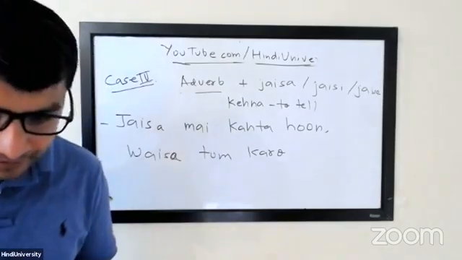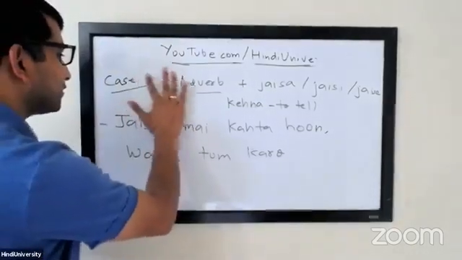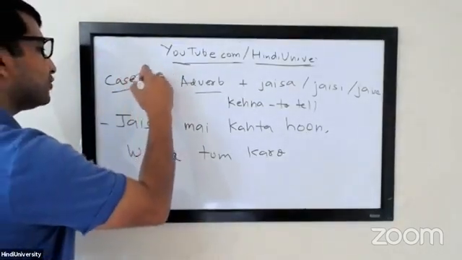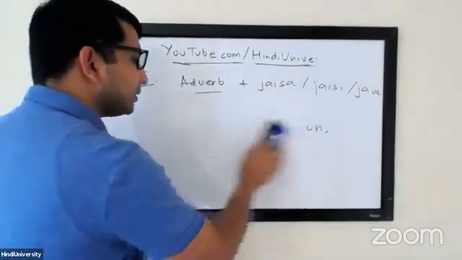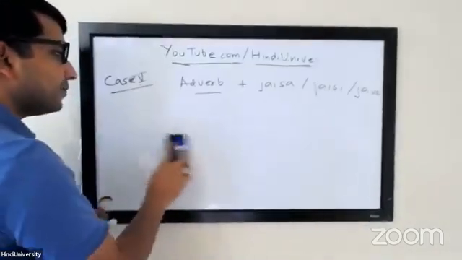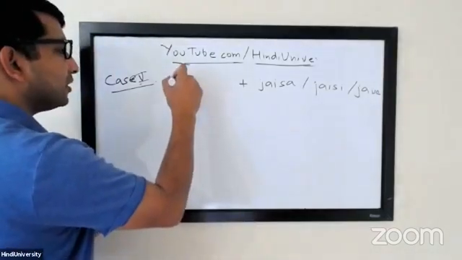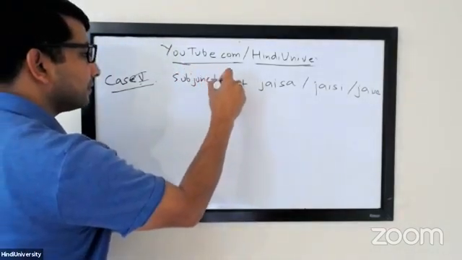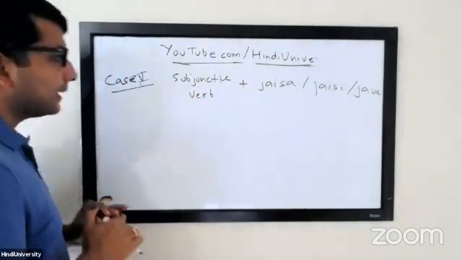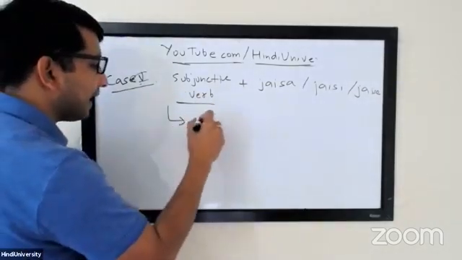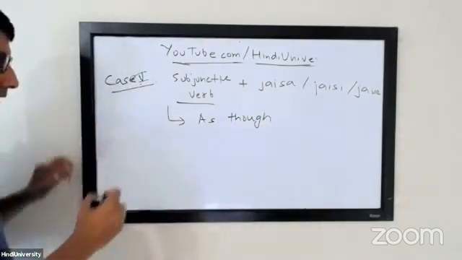We will probably run over 3-4 minutes, but it's okay. I'll finish up this topic. So the next one is case number 5. Just to recap, we did the noun, then pronoun, then possessive pronoun. Now we will do the subjunctive verb, and that pretty much will cover it. Subjunctive verb followed by jaisa, jaisi, and jaise indicates as though, like, or as if.